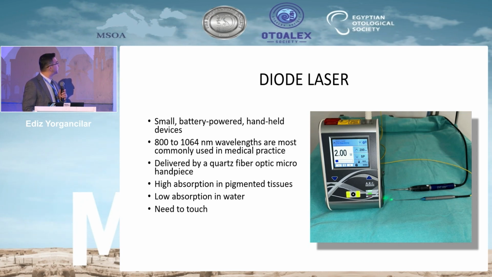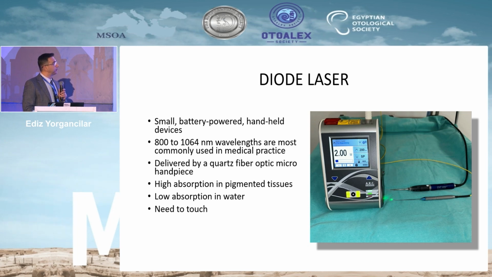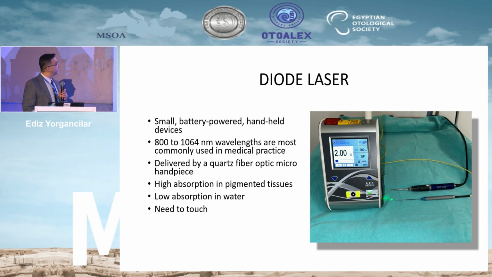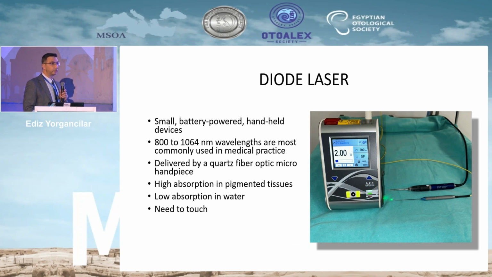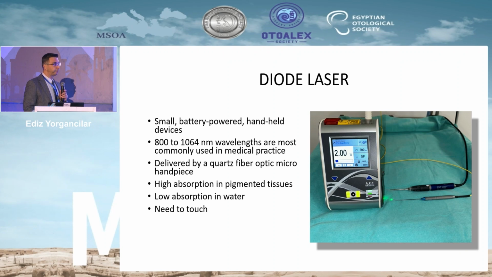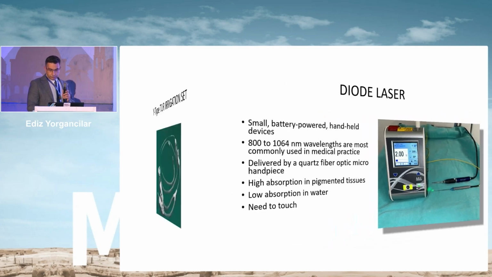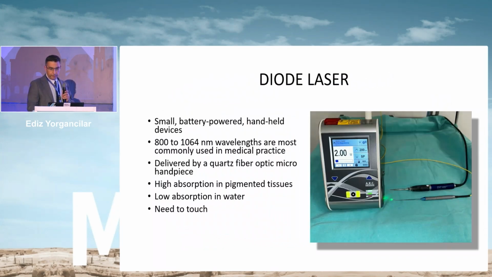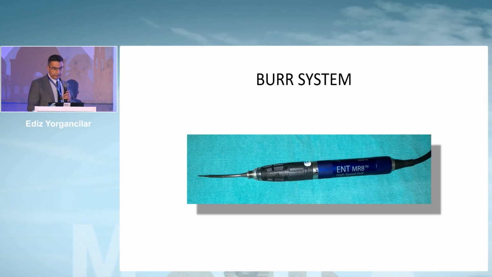This device is approximately 980 nanometer wavelength, with high absorption in pigmented tissues and low absorption in water, which is important for underwater usage, and you need to touch to transfer the energy. And the regular bur system is enough in these cases.